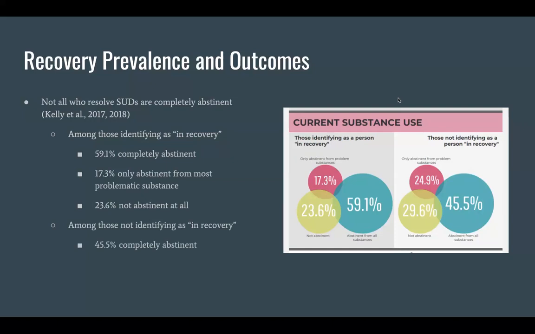So there is some variance. 45% were completely abstinent, 25% were only abstinent from the most problematic substance, and then 29.6% were not abstinent at all. And I think those slight increases or decreases amongst those categories we would expect.